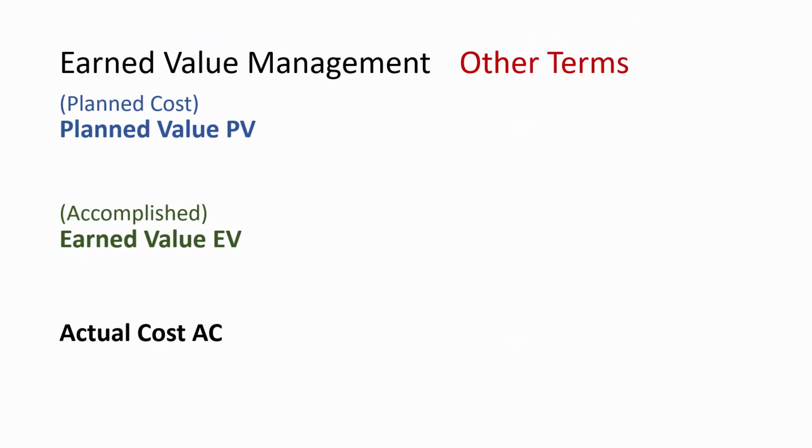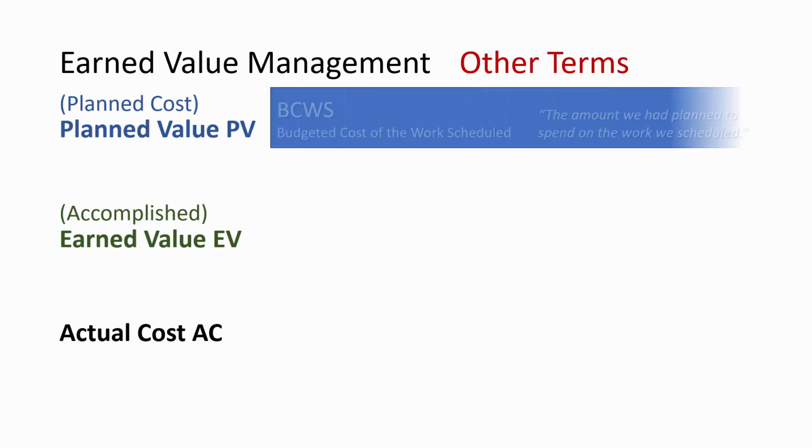Know that as you study earned value terminology, you'll encounter some terms that mean exactly the same things as PV, EV, and AC. Starting with planned value, or PV, this synonymous term is BCWS, budgeted cost of the work scheduled. Think of it as the amount we had planned to spend on the work we scheduled.